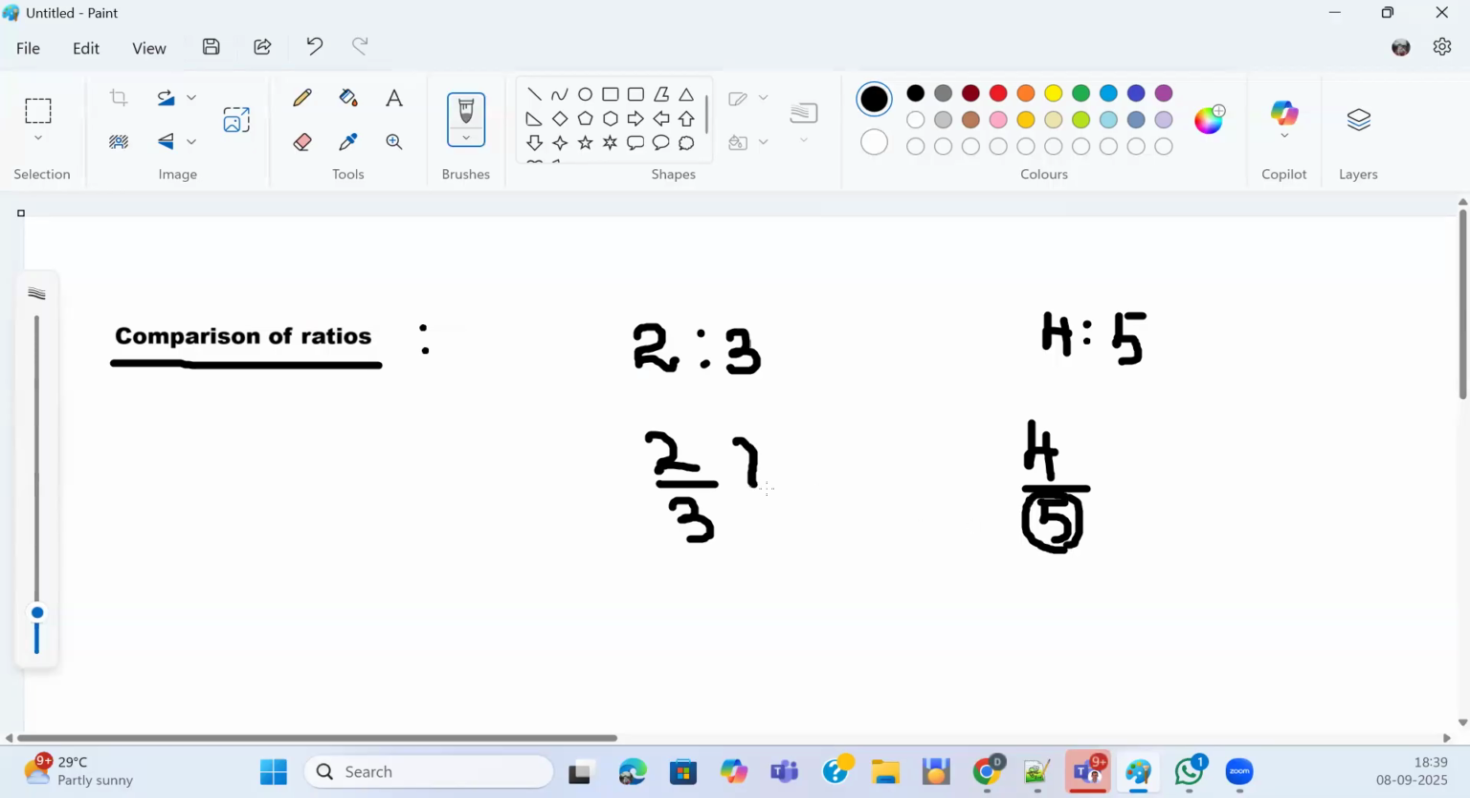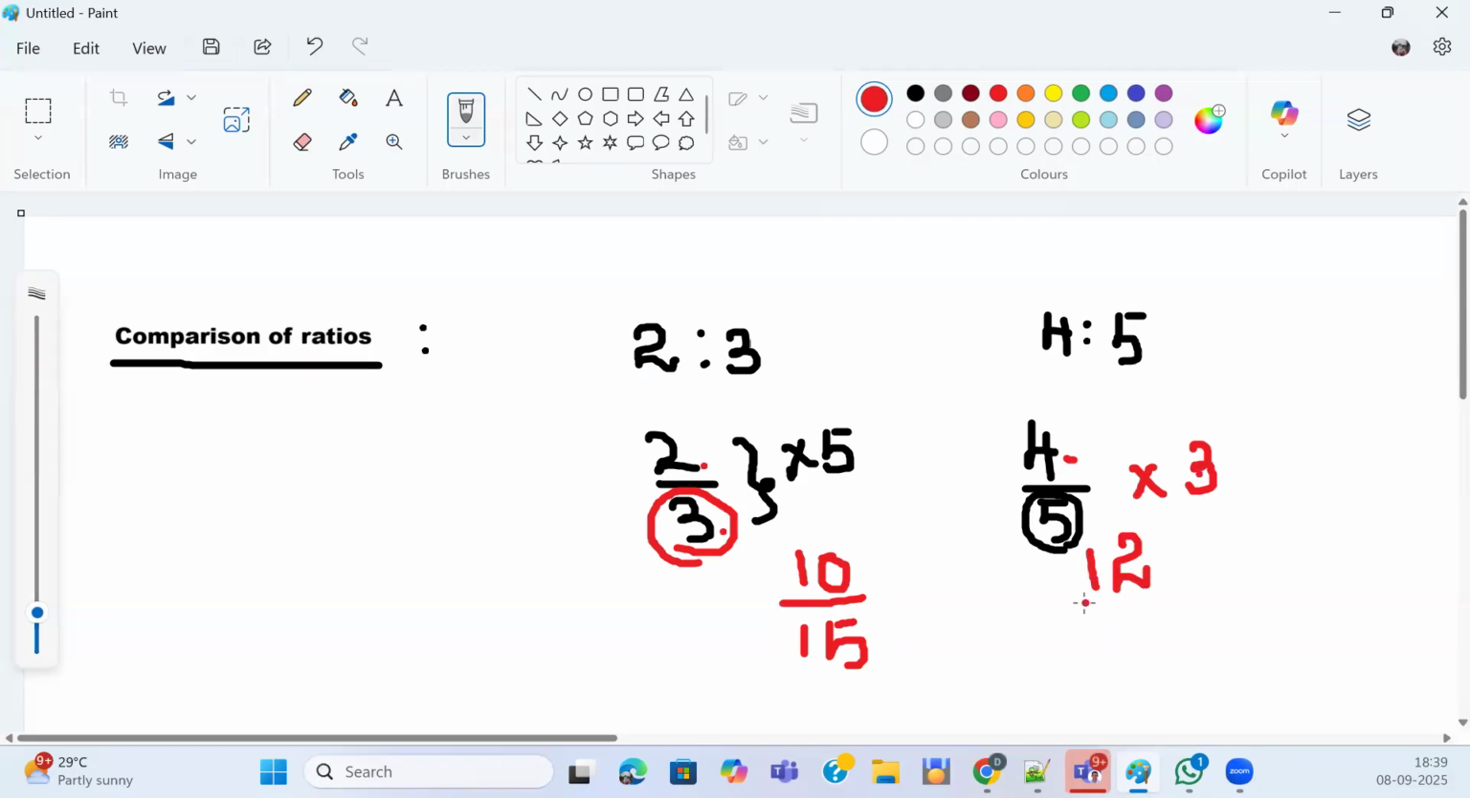Okay. What is the denominator of this one? 5. You multiply this with 5. And what is the denominator of this ratio? 3. You multiply this with 3. So what will it become? 5 twos are 10, 5 threes are 15, right? Both numerator and denominator you should multiply. Here what will it become? 4 threes are 12, 5 threes are 15.